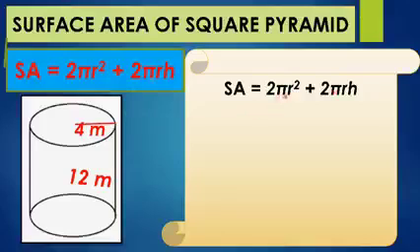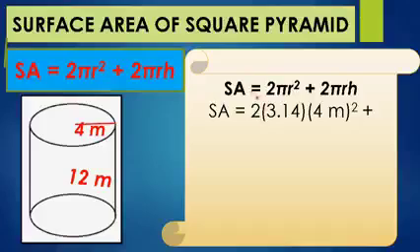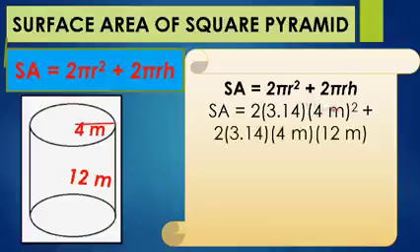Again, yung pi gagawin natin 3.14 because it is stated on the problem. R becomes 4 meters and H becomes 12 meters. Thus, we have SA is equal to 2 times 3.14, which is your pi, times the square of your R, which is 4 meters, plus 2 times the pi, which is 3.14, times your radius, which is 4 meters, and the height of 12 meters.